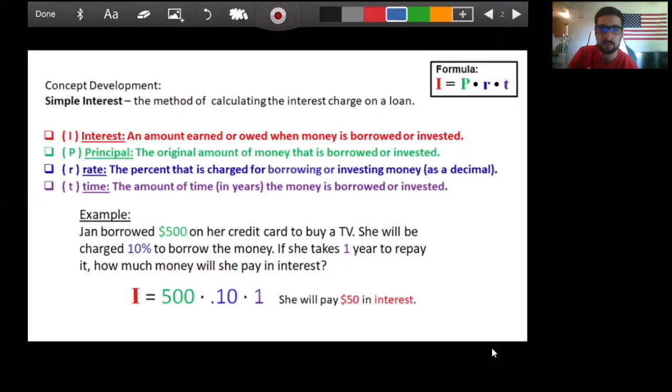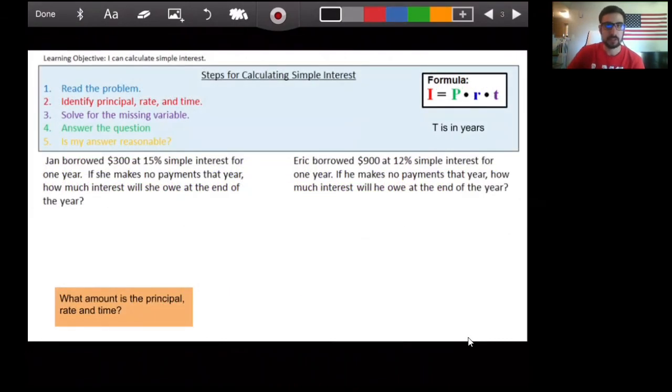So each of these different components of this interest formula, which if I move my face a little bit, you can see the whole thing. I equals P times R times T. So interest is equal to the principal times your rate times your time, and that will give you that. All right, so let's get started with the problem here.